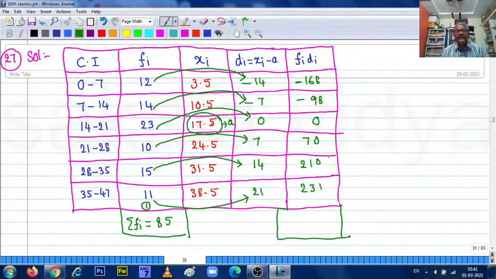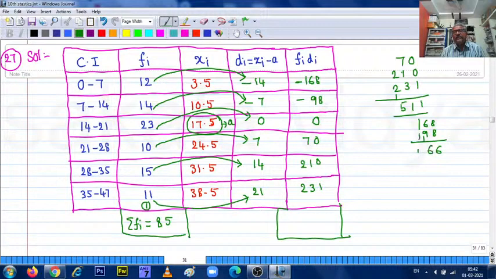First add these three, 70, 210, 231. First positive numbers let us add. So 1, 3 plus 1 is 4, 4 plus 7 is 11, 2 plus 2 is 5, 511. Add now negative numbers, 168 and 98, 266.